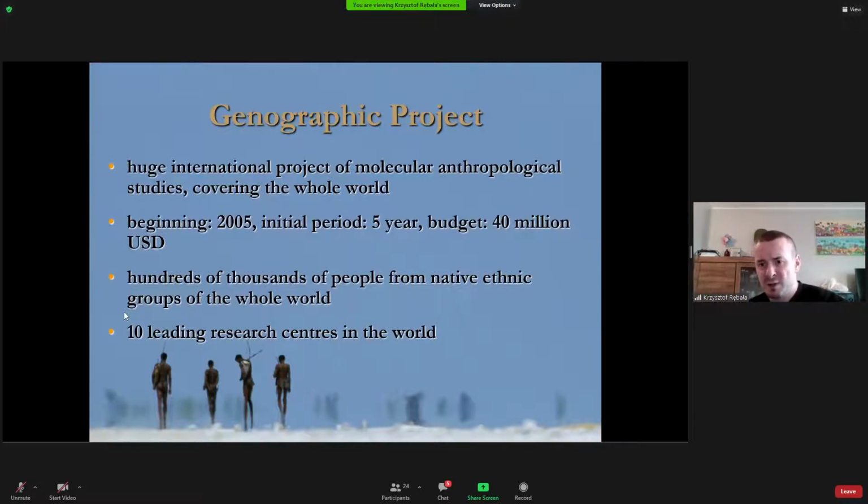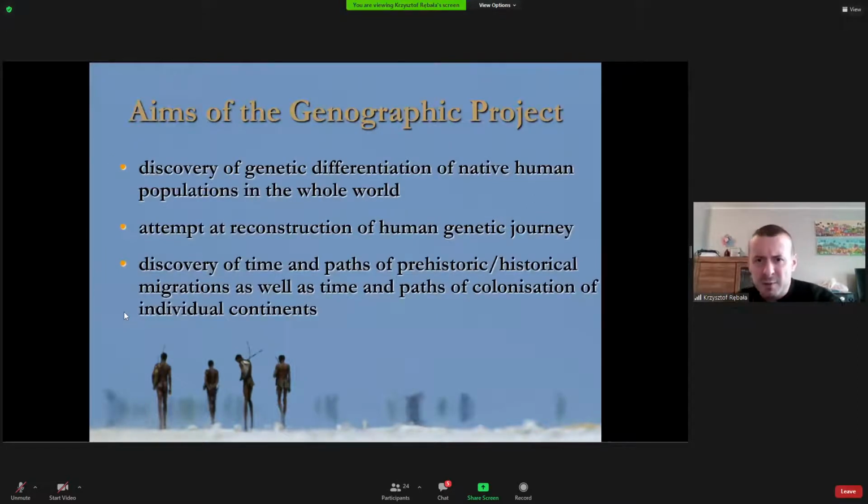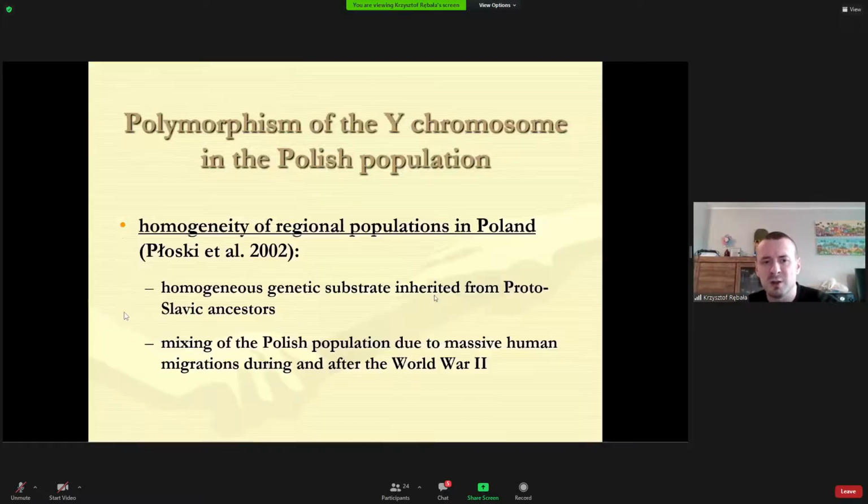So, for example, different centers were responsible for different parts of the world. Okay, and the aim of the Genographic Project was to discover genetic differentiation of native human populations of the whole world, to reconstruct the human genetic journey and discover time and paths of prehistoric and historical migrations, as well as time and paths of colonization of individual continents.